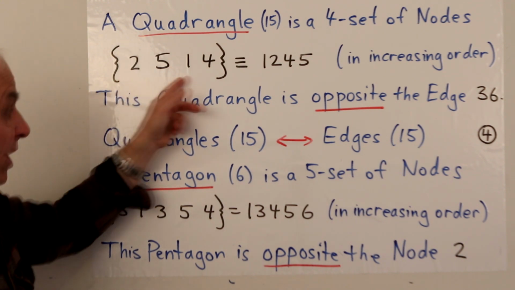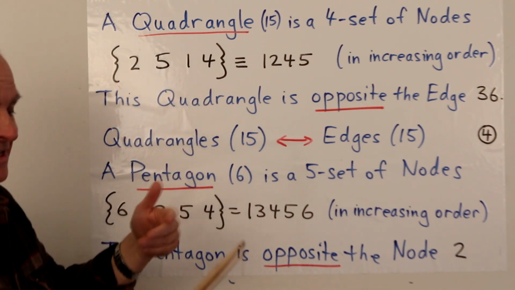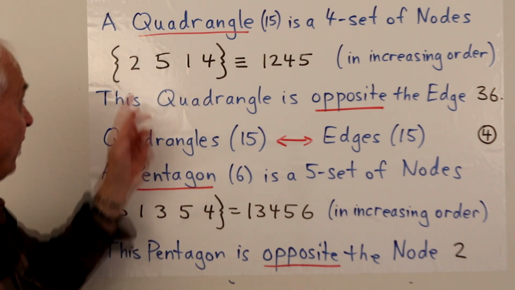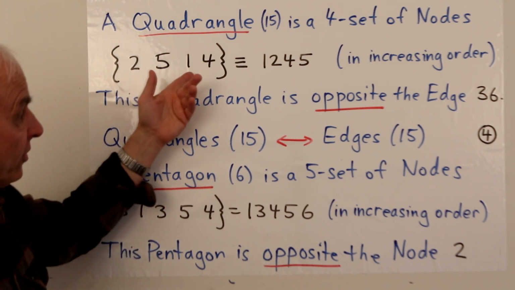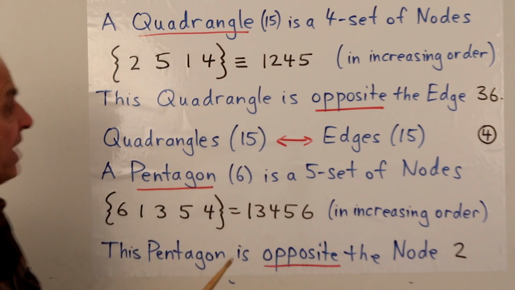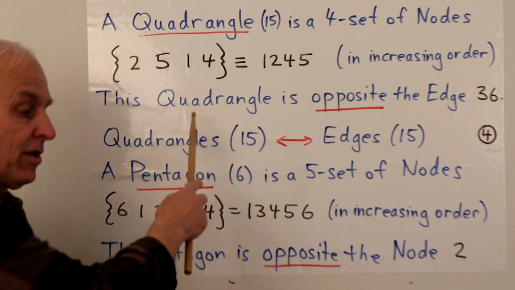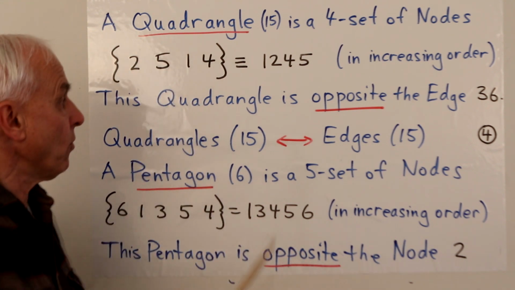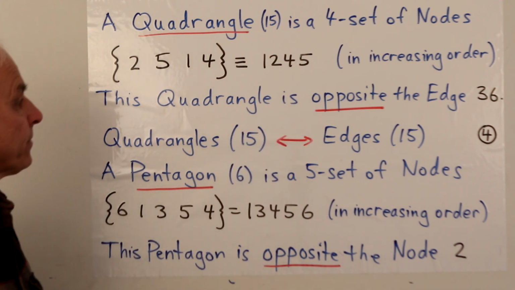And here is what a quadrangle looks like. It's a set of nodes, and there's 4 nodes in the set. In this case, 2, 5, 1, 4. And here is, not surprisingly, the short form representation of that, where we just list the 4 nodes in order of size. 1, 2, 4, 5.